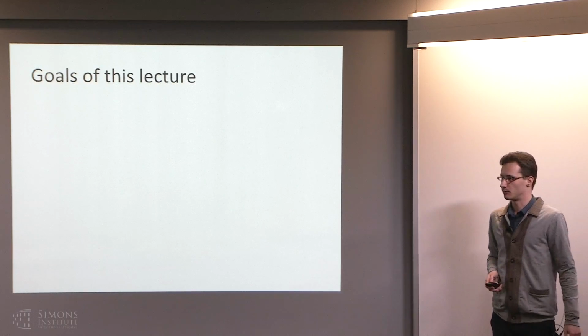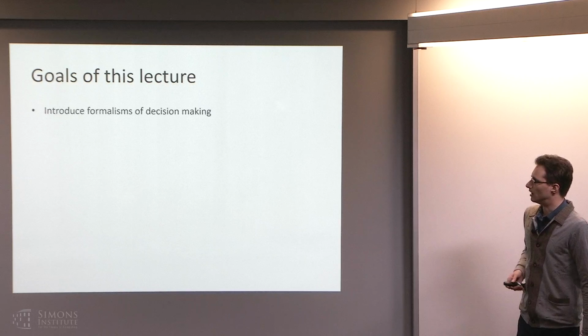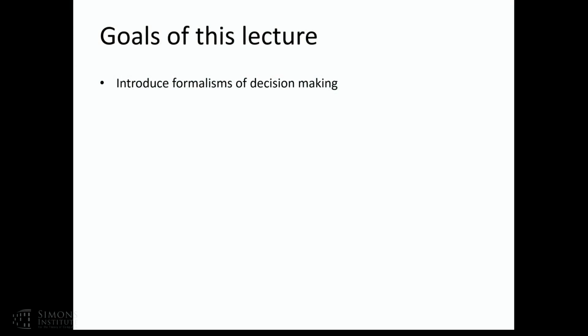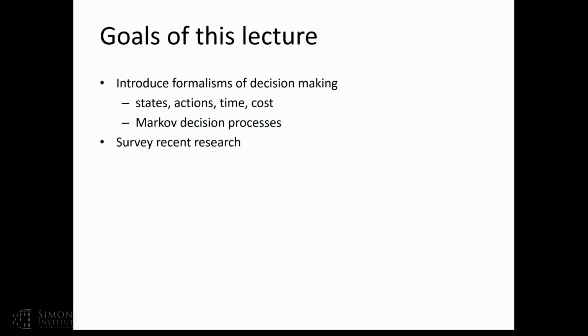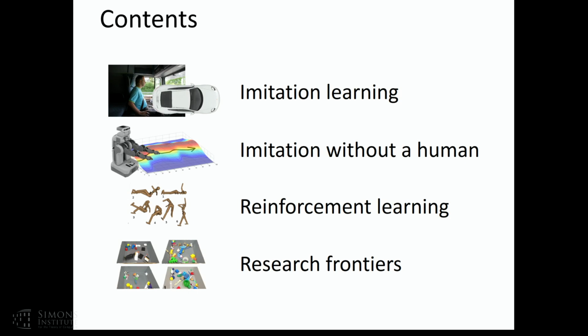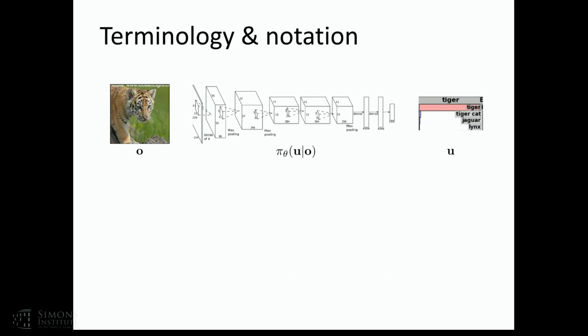Now let me tell you about the goals for today's lecture. I'm going to introduce some formalisms of decision-making. Emma Brunskill talked about reinforcement learning earlier today, so she might have mentioned some of this as well, but I just want to go through the definitions and make sure that we're all on board with that. So I'll talk a little bit about that, probably pretty quickly. I'll talk a little bit about some recent research, specifically topics like imitation learning and reinforcement learning, and then I'll talk about some outstanding research challenges and hopefully get across some idea of what is easy in this field and what is hard, and where we could go next. Okay, so let's start with imitation learning.